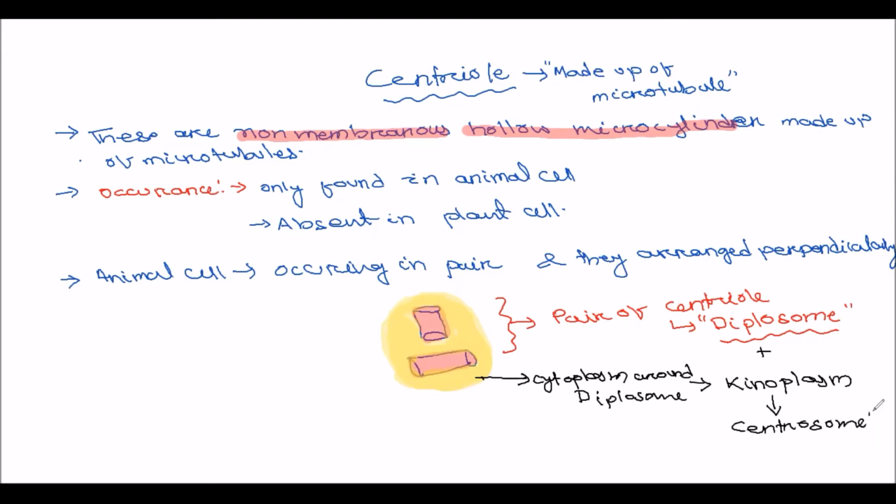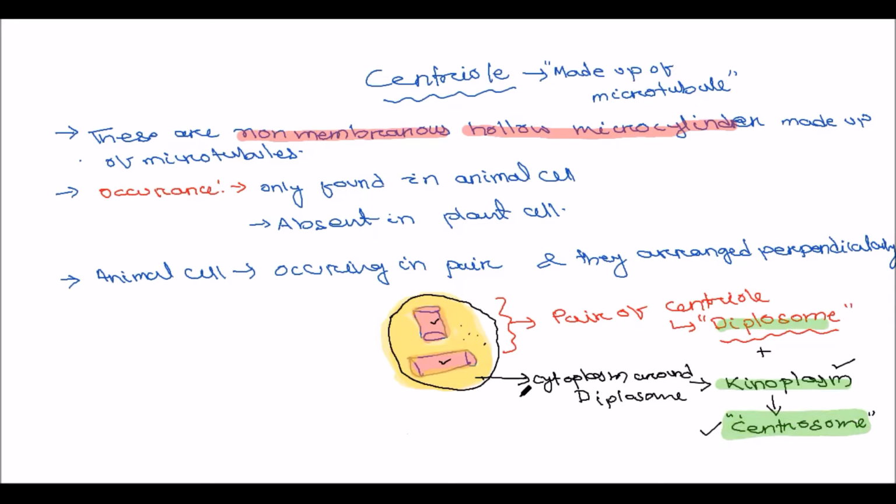centrosome. So what is a centrosome? When we consider this whole structure, what is it called? This is called a centrosome. The centrosome is made up of two centrioles. This is centriole 1, this is centriole 2, and around the centrioles there is cytoplasm, which is called kinoplasm. And this diplosome and kinoplasm are collectively called the centrosome.